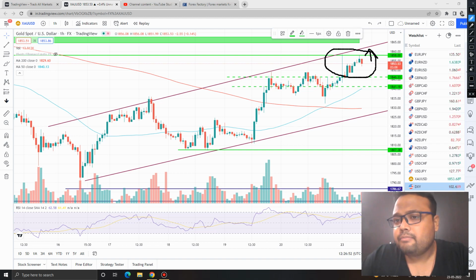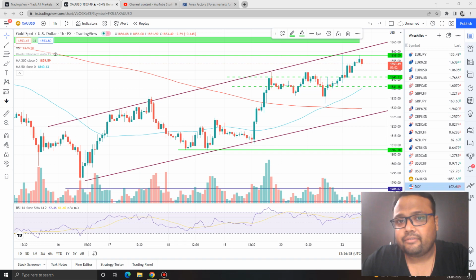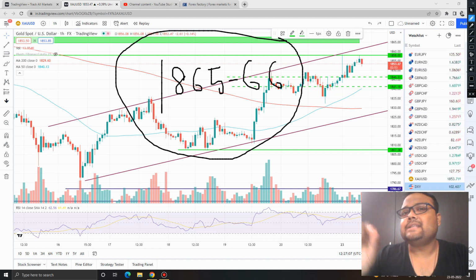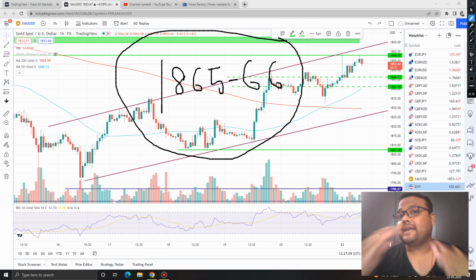But after some time, if we see the market breaking the level and going up, listen to me carefully. If the market breaks the level and starts going up, then the next important level will be 1865 to 1866. Around this level, we have a high chance of the market facing selling pressure again.